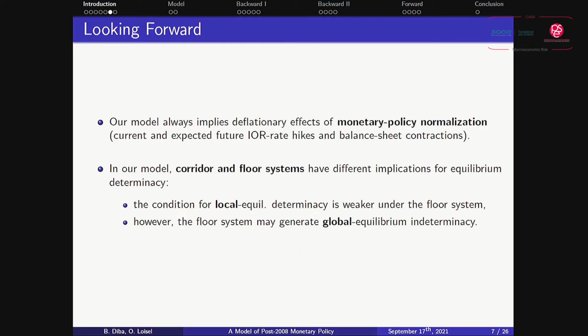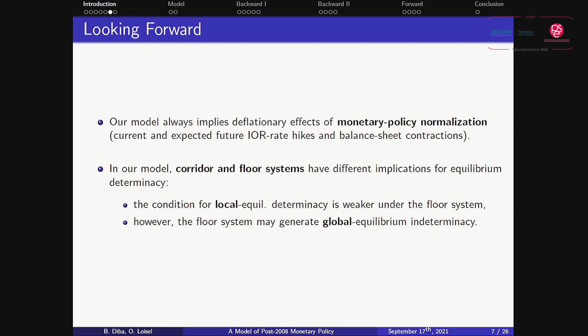And then looking forward in time, we're going to show that the model always implies deflationary effects of monetary policy normalization. So deflationary effects of current and expected future IOR rate hikes and balance sheet contractions. And when I say always here, it means basically for any structural parameter value, any functional form for the production and utility functions.